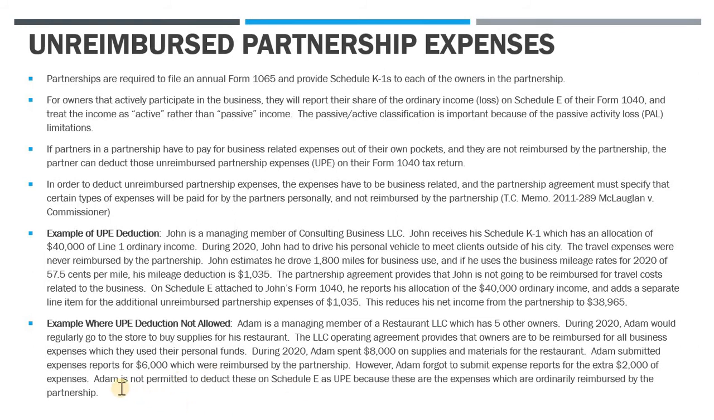Now, under this fact pattern, Adam is not permitted to add those extra $2,000 worth of expenses as UPE because the expenses are ordinarily reimbursed by the partnership. So he needs to go to the partnership to get reimbursed for those costs. He can't just add it to Schedule E, page 2, like we did up here for John. Okay. So that covers it for this slide and video.